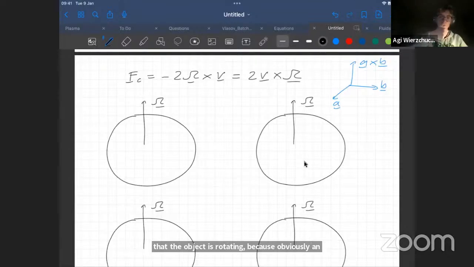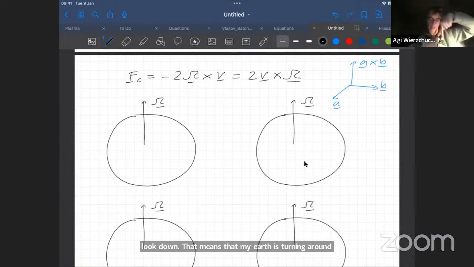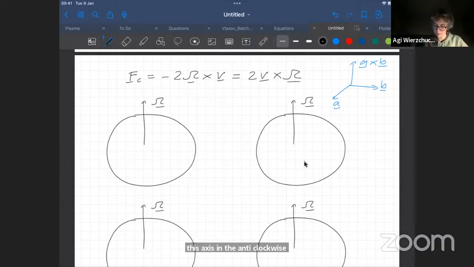So if here I have the Earth, and I point my thumb upwards and I look down, that means my Earth is turning around this axis in the anti-clockwise direction, right? So my Earth here is going to turn like so. So I've got two vectors.